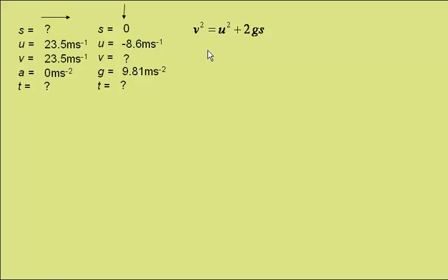First I'm going to use v squared equals u squared plus 2gs to find my vertical final velocity. Putting in the numbers, this is minus 8.6 squared plus 2 times 9.81 times 0, the 0 meaning this whole thing disappears, meaning that v squared is equal to minus 8.6 squared, or v is just equal to 8.6 meters per second.